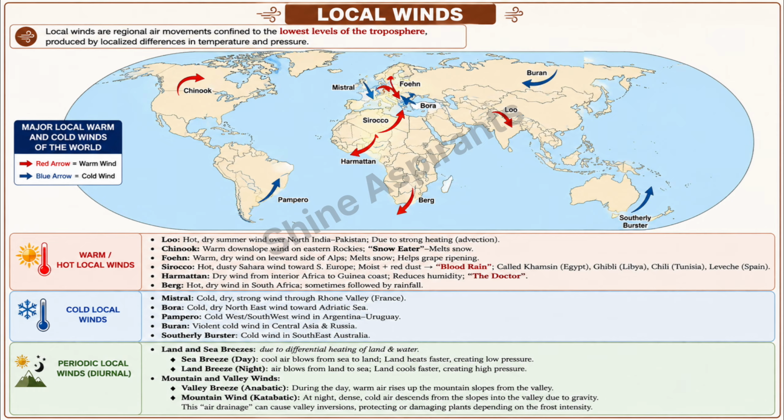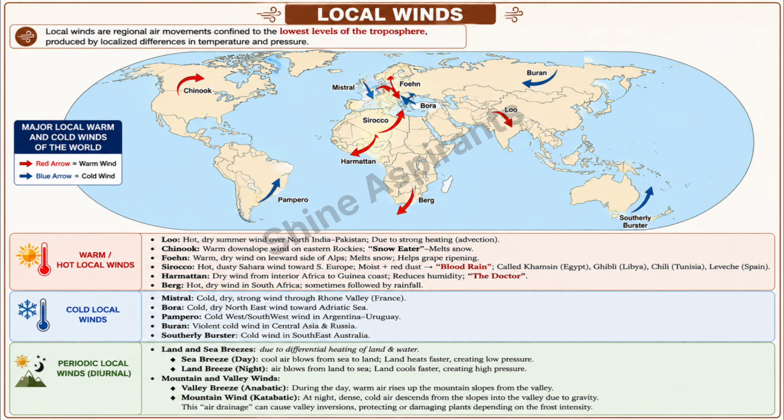Foehn, warm, dry wind on the leeward side of the Alps. Melts snow and helps grape ripening. Sirocco, hot, dusty Sahara wind toward southern Europe. Moist and red dust called blood rain. Also called Khamsin in Egypt, Ghibli in Libya, Chili in Tunisia, Leveche in Spain.